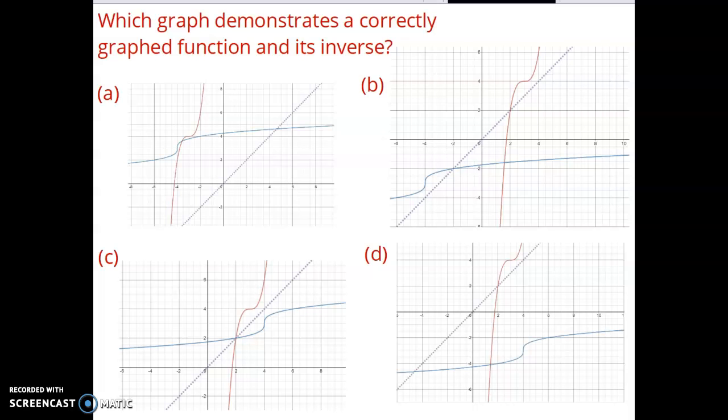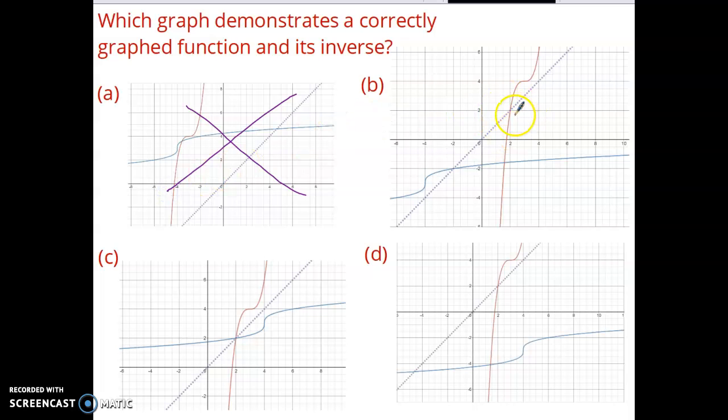All right, so let's see if you guys can figure out which graph is the correct one. Remember we said that the x and the y values flip-flop and that they reflect on this line y equals x. I automatically know this one is not correct because here's my reflection line right here, and my red and my blue are on the same side, so it cannot be a reflection. That's not the answer.